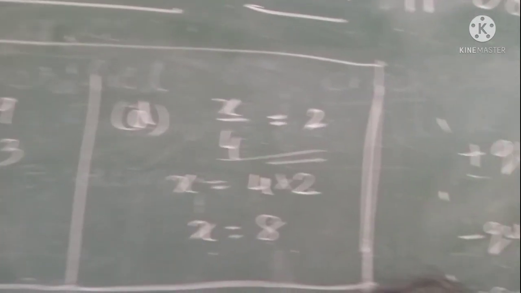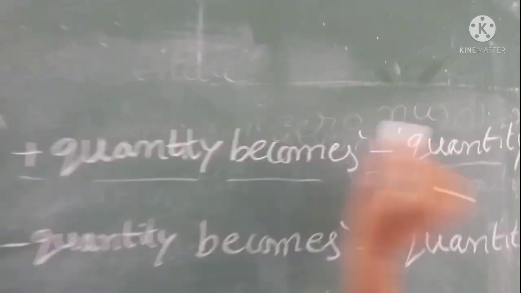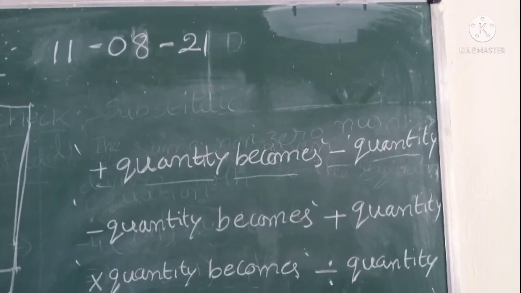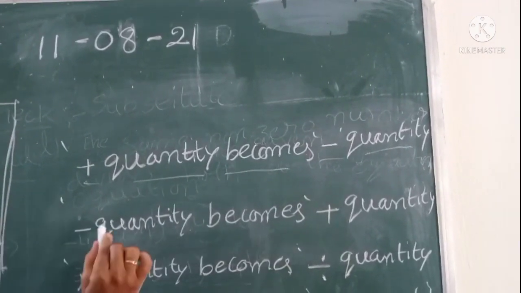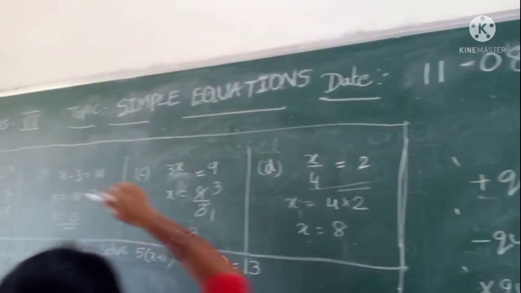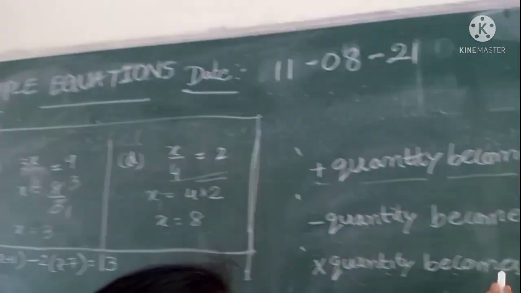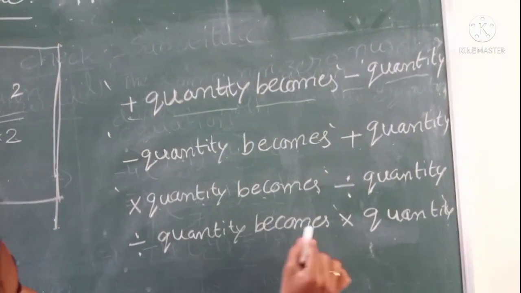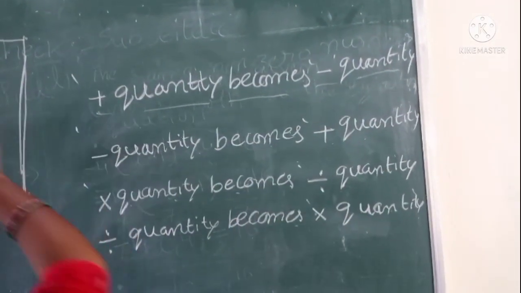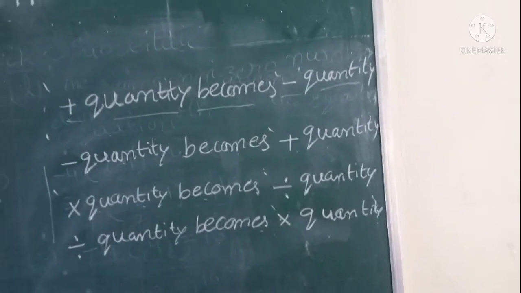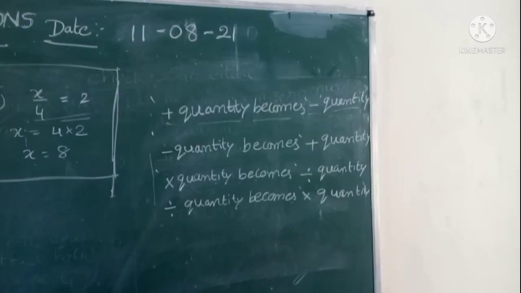Plus quantity becomes minus quantity. Plus becomes minus quantity. So the example, first problem. Minus quantity becomes plus quantity. Second problem. Into quantity becomes the divided. Third problem. Division quantity becomes the into quantity. In these four operations, we find the solution of the given linear equation.